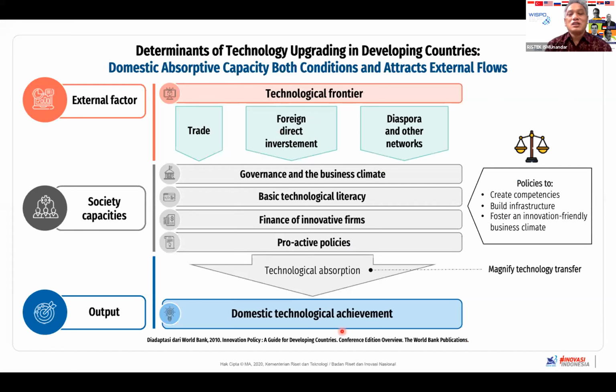the technological achievement of a country depends on what we call the technological absorption capacity of the country. So this comes from the proactive policy in the country, basic technological literacy of their citizens, finance of innovative firms, and also the government and business climates. While the technological frontiers can come to the country through trade, through foreign direct investment, and also from the diaspora or other networks.